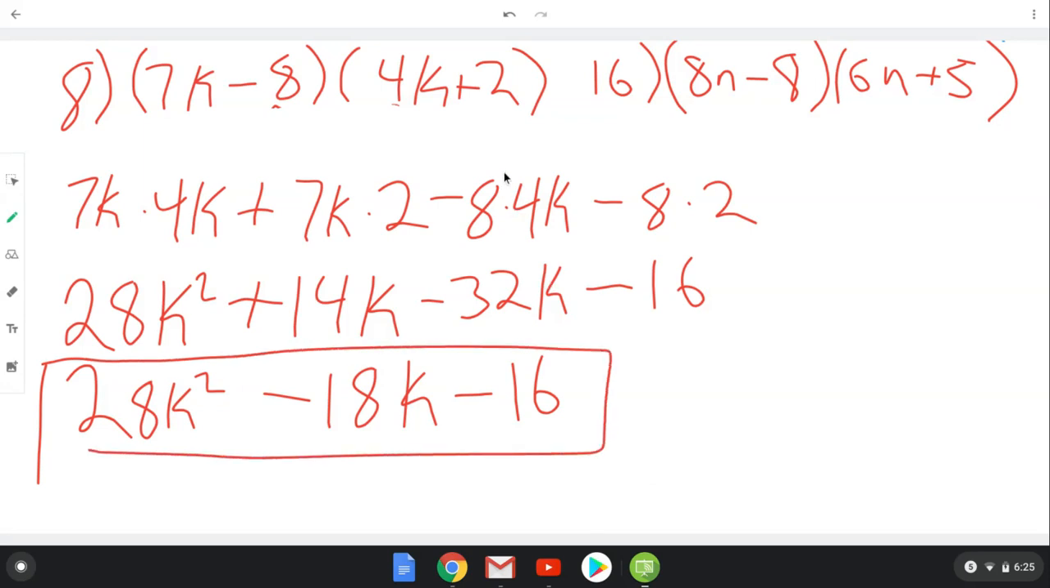So I'm multiplying, basic strategies. I'm multiplying each term in this binomial by each term in this binomial. So 7k times 4k plus 7k times 2. Then I'm multiplying this term by each term in this binomial. So I have negative 8 times 4k and negative 8 times 2. And so once I've done that and I've simplified, then I'm going to combine like terms, and that's it. That's the end. So let's do that again with question number 16.